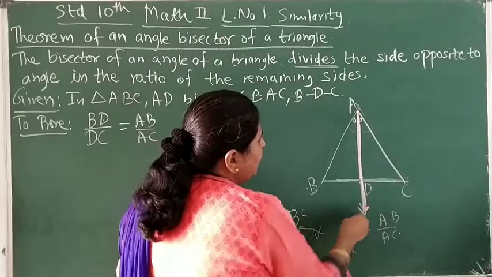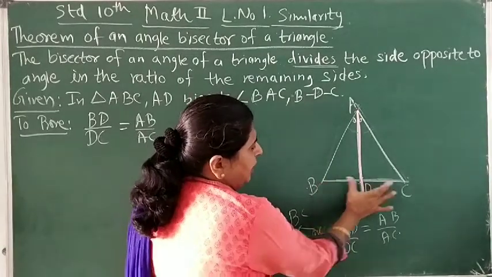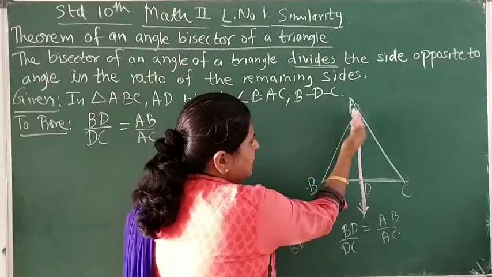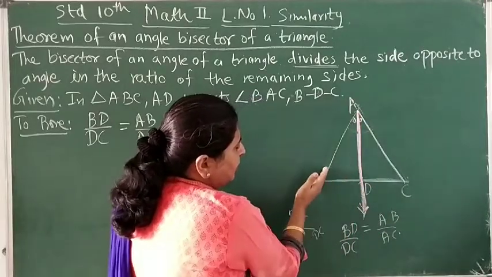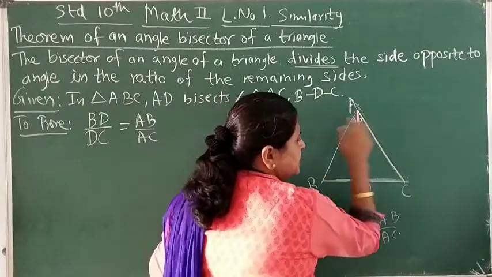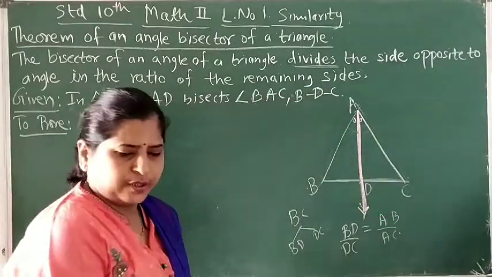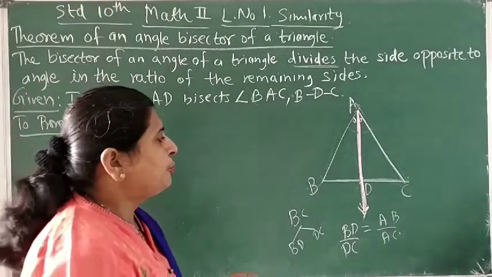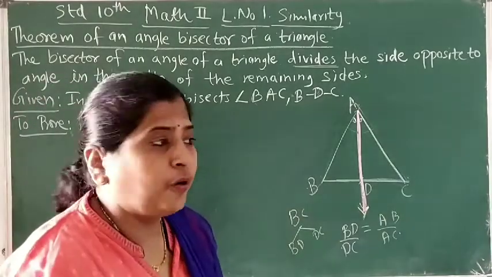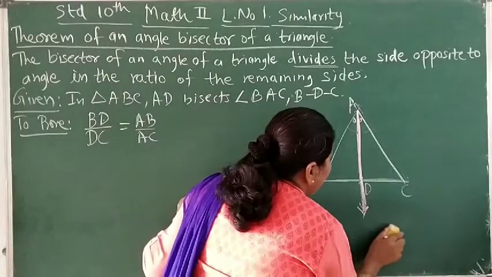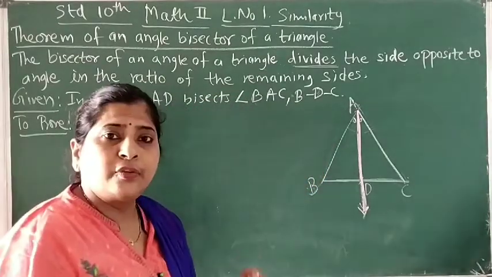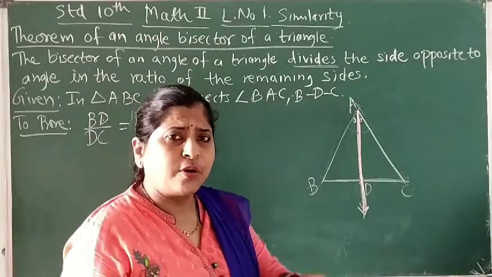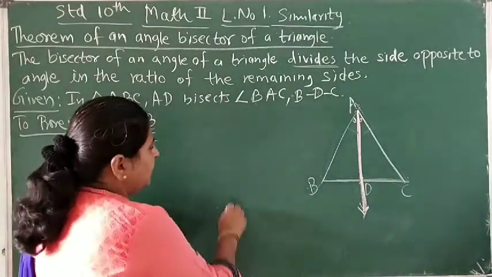On the left side we have BD and DC, so whatever ratio we take, BD upon DC, for the remaining sides on the left side it is AB upon AC. So we are taking the corresponding parts. Now let's see how to prove this. To prove this, we need to think what we have to do. As I told you, this theorem we are going to prove with the help of the basic proportionality theorem. And what does the basic proportionality theorem tell us?